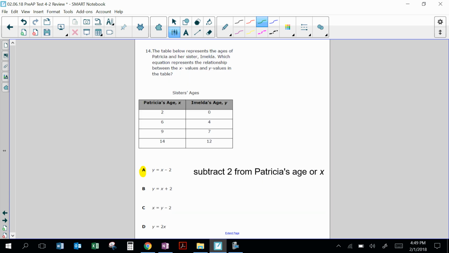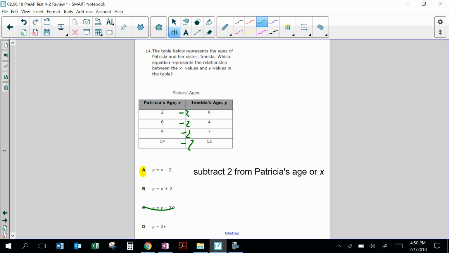Number 14. The table below represents the ages of Patricia and her sister. Which equation represents the relationship between X and Y? How do you turn a 2 to a 0? 6 to 4? 9 to 7? So Imelda is younger, I can tell, than her. I think it's 2 years younger. Minus 2.